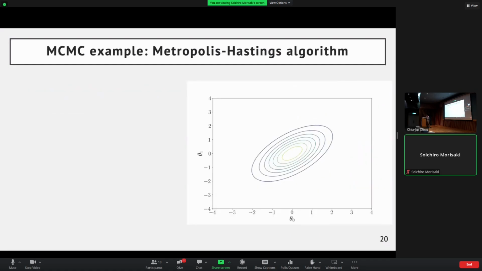I cannot explain the details of those stochastic sampling methods here, but to give a sense of how those methods work, I will just demonstrate one of the very simple MCMC algorithms, which is referred to as the Metropolis-Hastings algorithm. And I will demonstrate that for this two-dimensional simple Gaussian distribution. These contours represent the constant probability lines of the Gaussian distribution, and the Gaussian peak is located here.